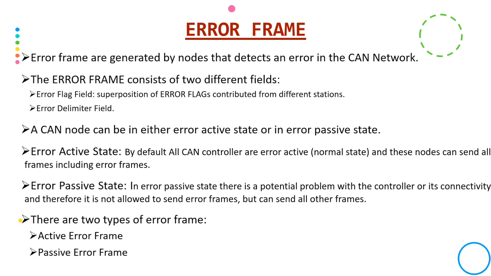We shall see when a node enters the error active state as well as the error passive state. First we shall see what the error active state is. By default, all CAN controllers, or CAN nodes, are in the error active state. That is the normal state where all the nodes can send all types of frames, including the error frames. Error passive state: in this case there is a potential problem with either the controller node or its connectivity. Therefore it is not allowed to send an error frame but can send all the other types of frames. There are two types of error frames. One is the error active frame, another is the error passive frame.